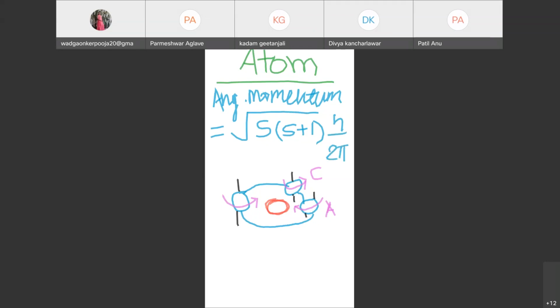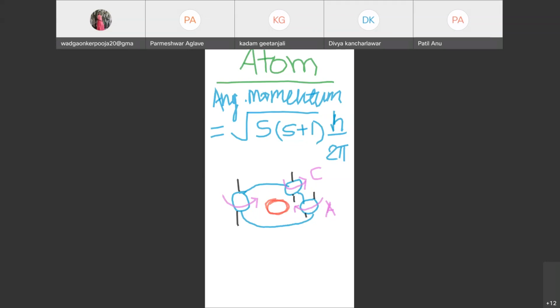Now, we are not going into much detail of this topic or this angular momentum criterion, because you have already learned it, and we don't need this concept here. We will discuss the concept which we want. So what we got here is angular momentum equal to the square root of s into s plus 1, times h by 2 pi.